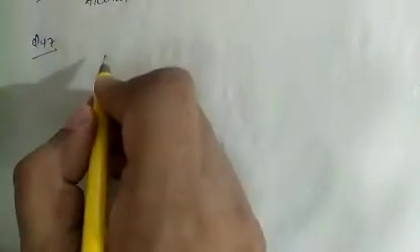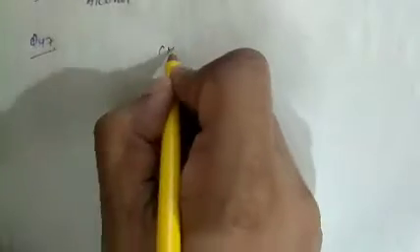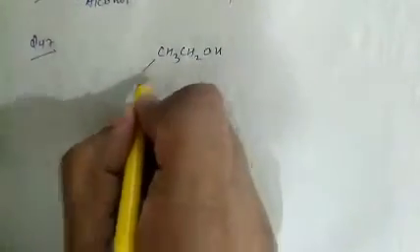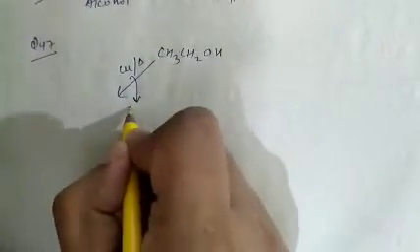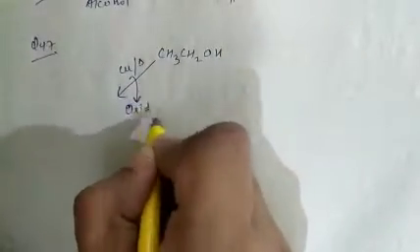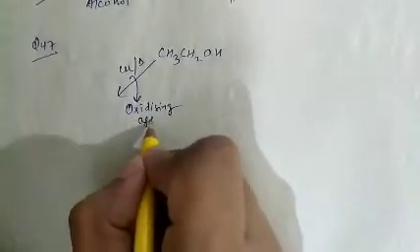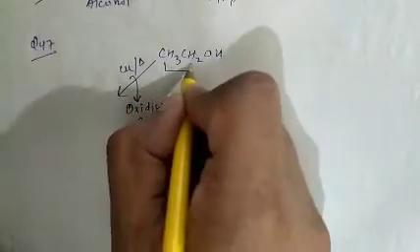See question number 47. Question number 47 is basically when ethanol reacts with copper and heat, as this acts as an oxidizing agent. Number of carbon atoms is 2, so it will form a 2 carbon aldehyde, CH3CHO. So aldehyde is formed.